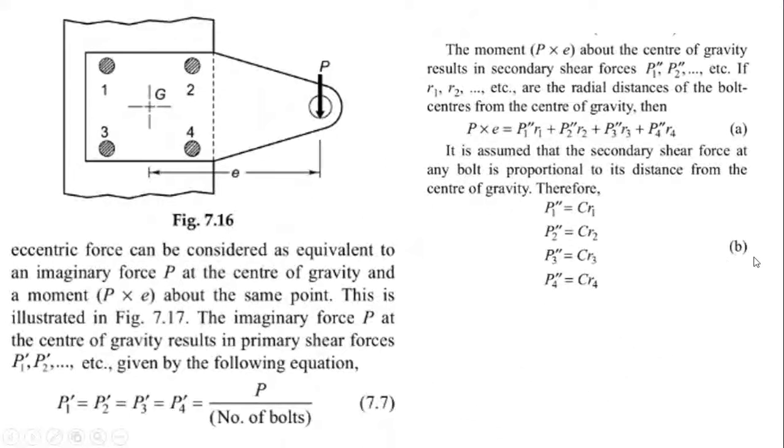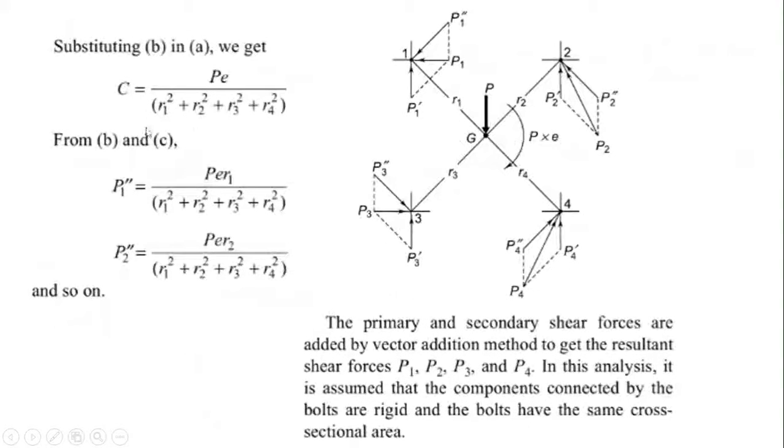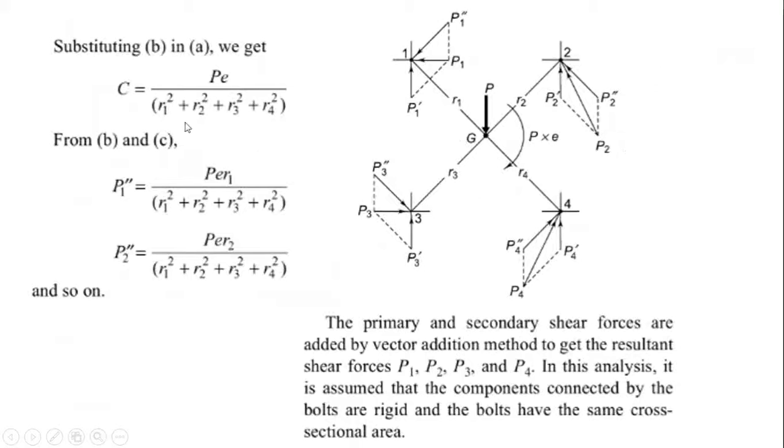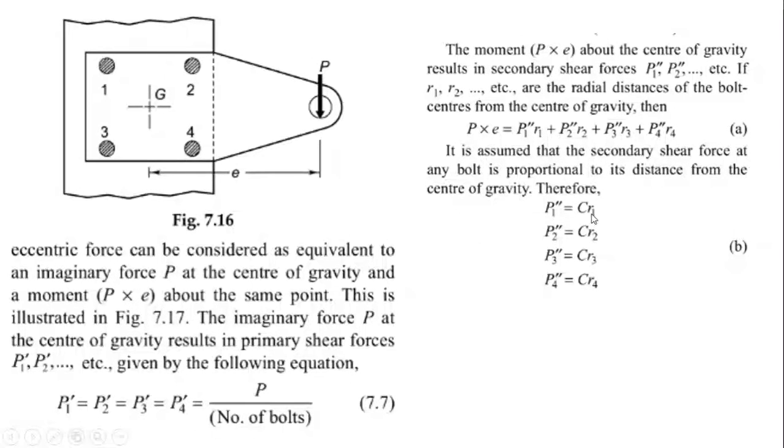Next, this is taken as equation B. This is taken as equation A. Substituting B in A, we get C equal to... okay, C, substitute the P double dash value here.